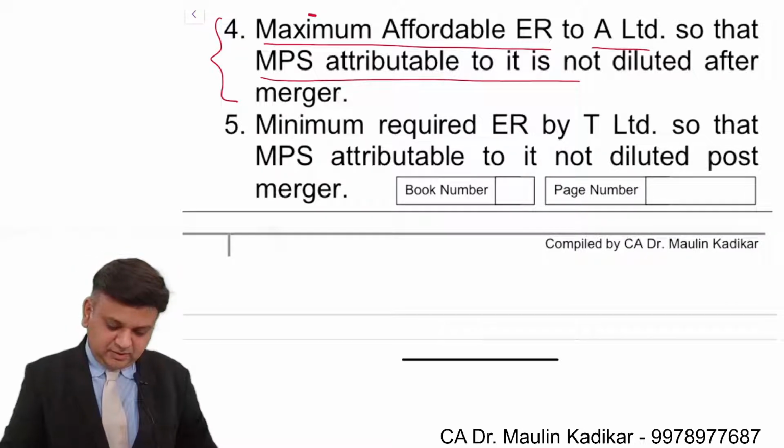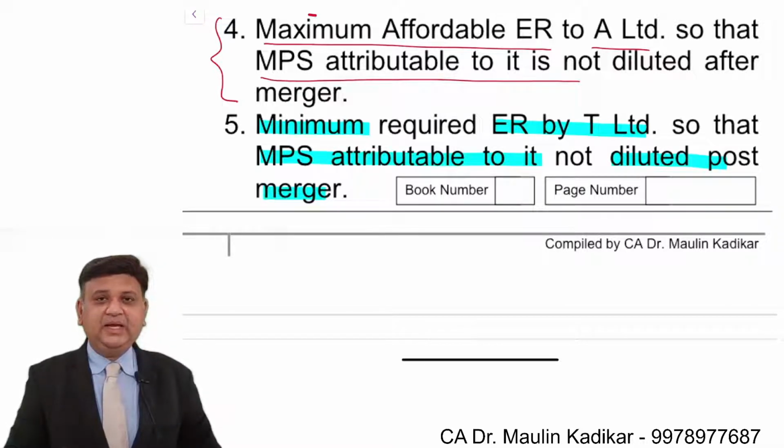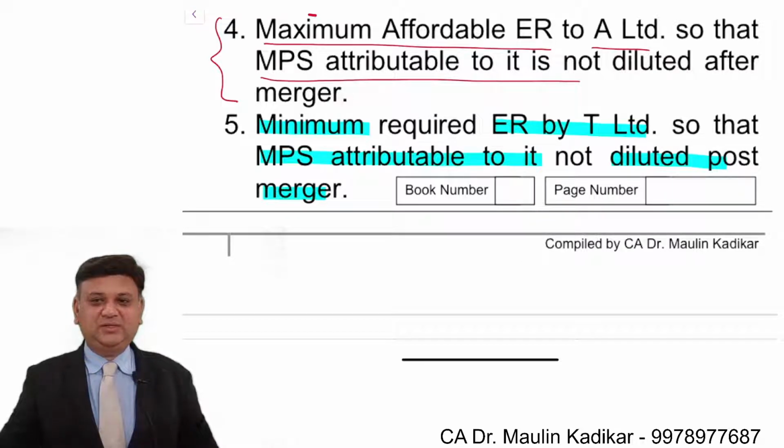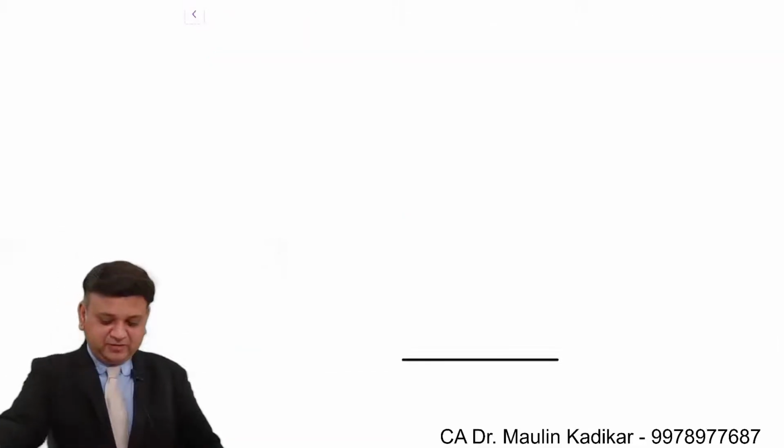Fifth question. Calculate the minimum required exchange ratio by T so that MPS attributable to it is not diluted post-merger. I request you to calculate the answer for the question and put your answer in the chat box. Question number 5.